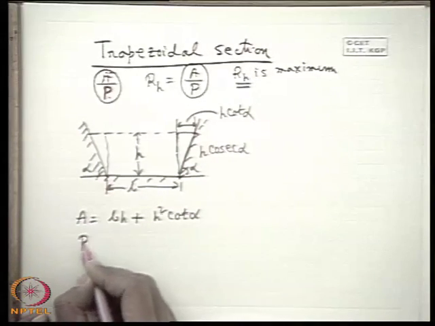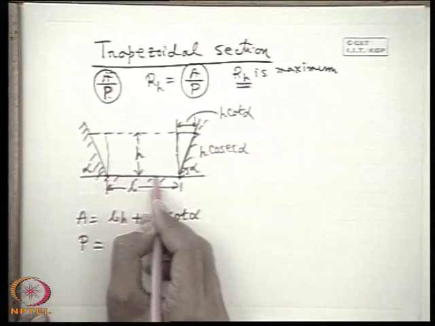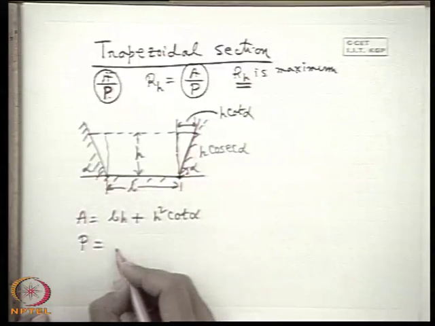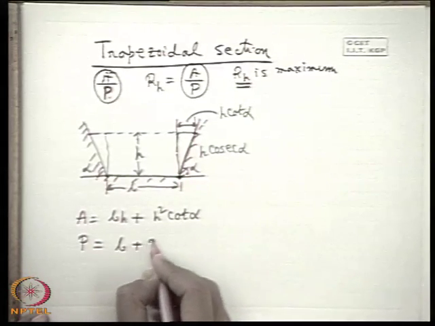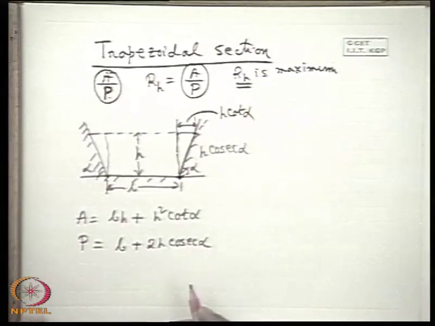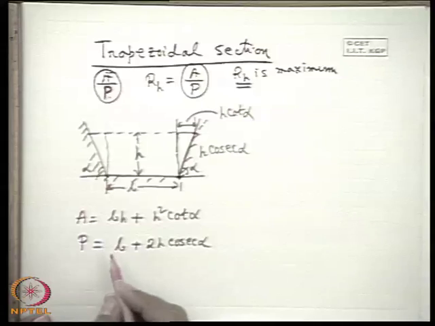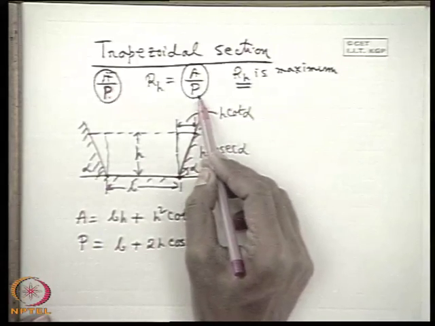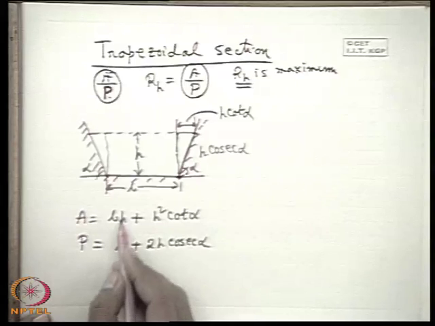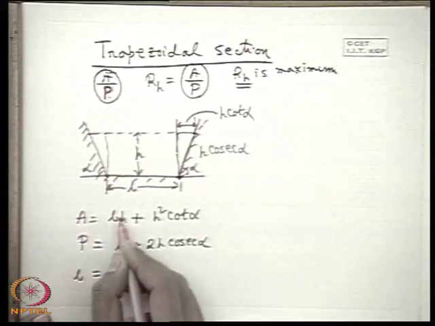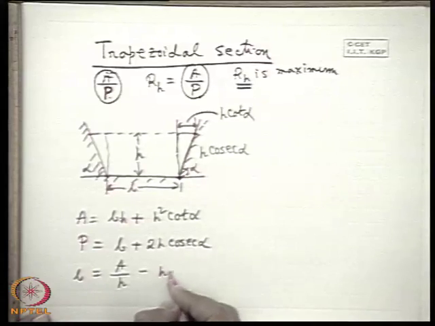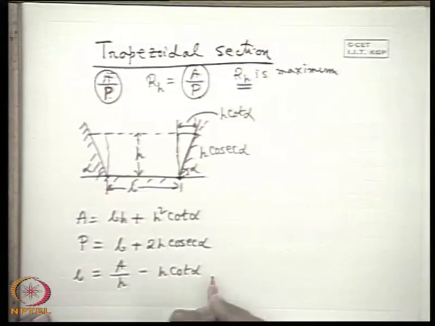What is the perimeter P? Perimeter is this width B at the base plus this length plus this length. That means B plus 2H cosec alpha. Now from here we can find RH as A by P, but we will have to eliminate B. If I eliminate B from this equation, B is A by H minus H cot alpha.